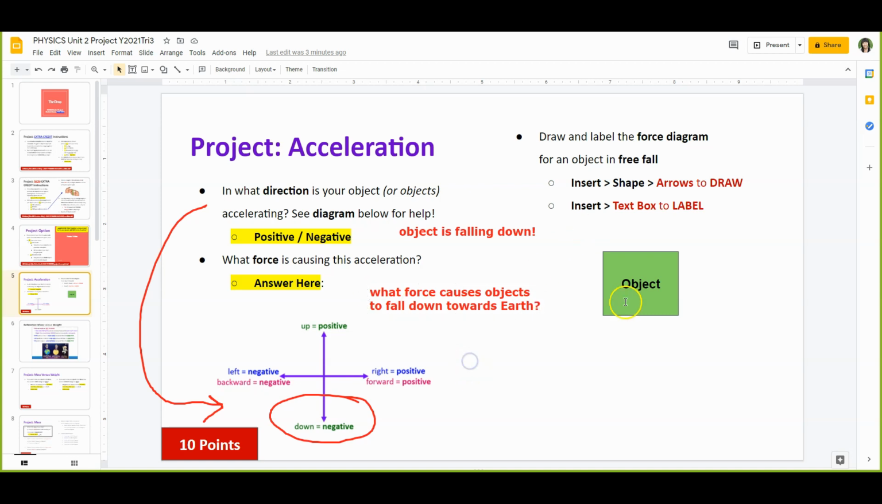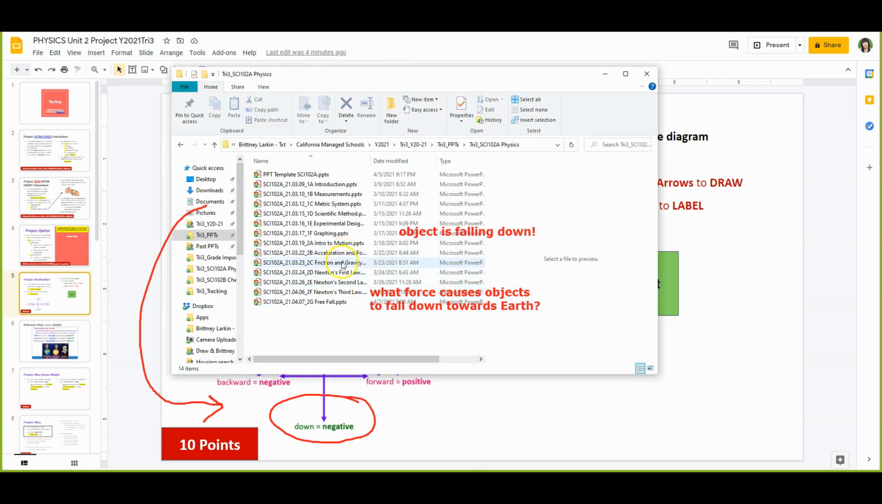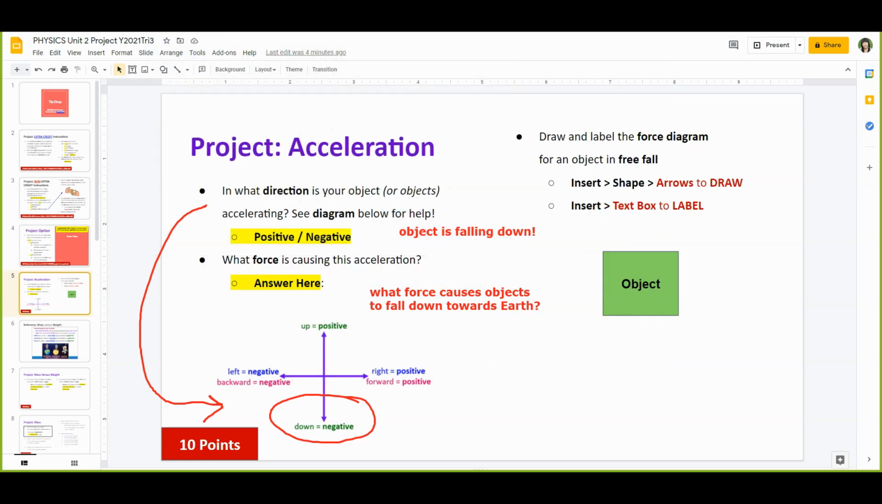Then you're going to draw and label the force diagram. Again, this is from the force lesson that we did in class. Let me double check what lesson that was. This was the 2C lesson, friction and gravity. This is when we talked about different forces. In this case, you only have one force working on this, the force that's going downwards. So you would draw the arrow going downwards, and then write the actual name of that force right here. Let me show you how to do that.